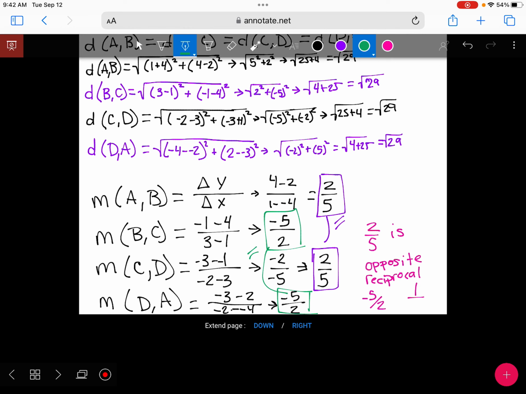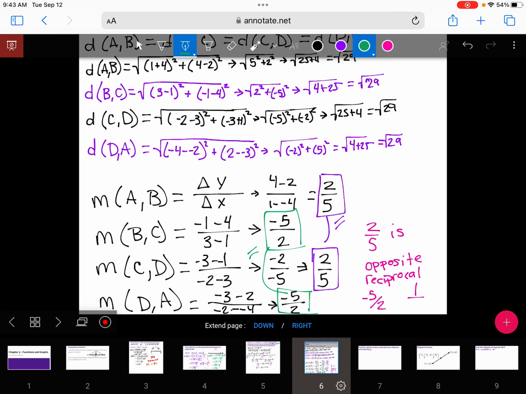For the distance number for D to A, you did 2 minus -3. But then down there you did -3 minus. I just went the other direction. I just put the D point in front of the A point. It doesn't matter which one's point 1, which one's point 2. Okay, so this is a square because all the sides are the same. We have two sets of parallel lines and the slopes are opposite reciprocal, meaning they are perpendicular.